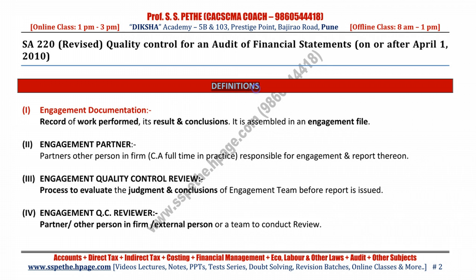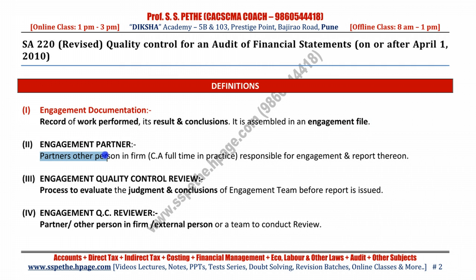First of all, look at the definitions. पहली definition दे रखी है engagement documentation. It means all the record of work performed. जो भी आपने work perform किया है उसका record, its results and conclusions, ये सभी पार्ट हैं engagement documentation का. It is assembled in a file called engagement file. ये एक separate file रहती है जिसमें आप documentation को assemble करते हैं.